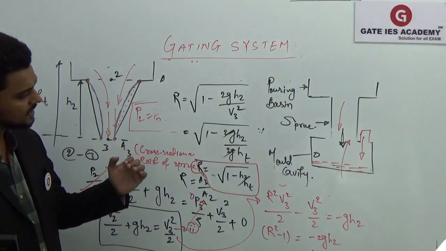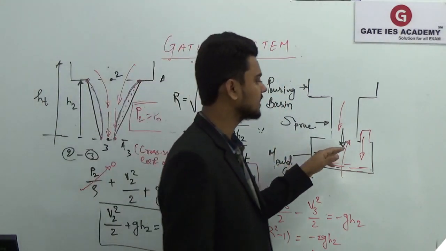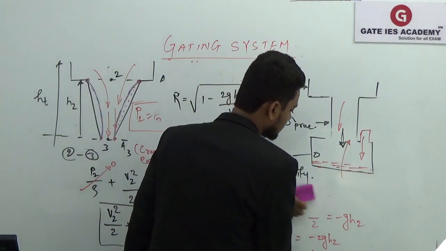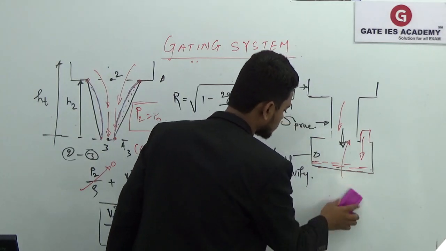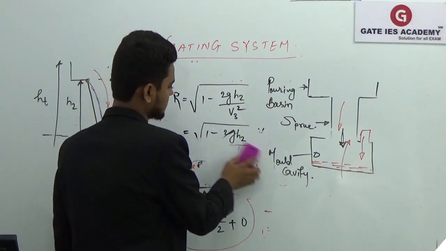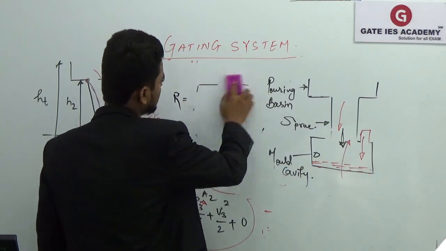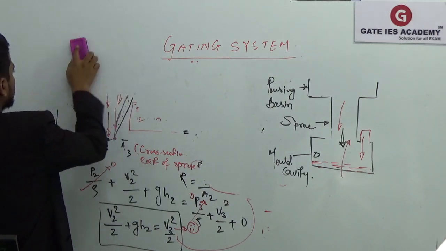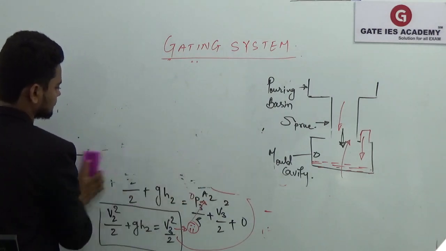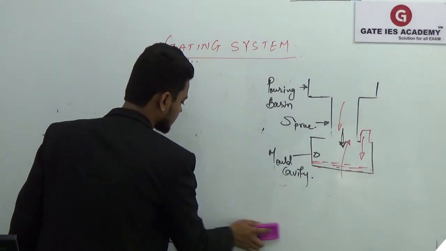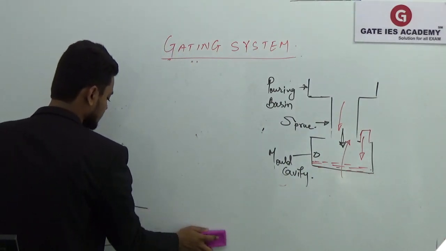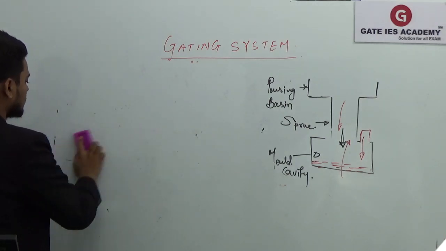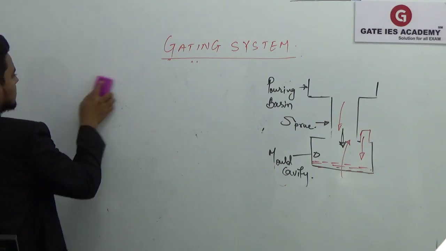Pouring time means the time taken to fill the cavity by using the top gating system. Here we are talking about the top gating system. How will you find out the time taken by the top gating system to completely fill that cavity? Okay, so now we'll discuss the pouring time in top gating system. So this was all about the shape. How do we check the shape of your sprue?